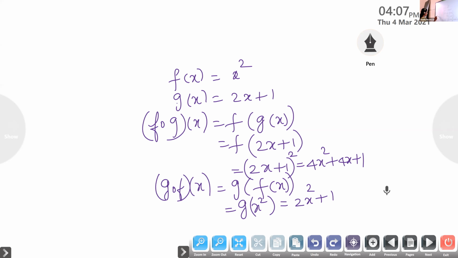Now check, children, whether they are the same. No. F composition G is not equal to G composition F. Therefore, you can say composition of functions is not commutative.